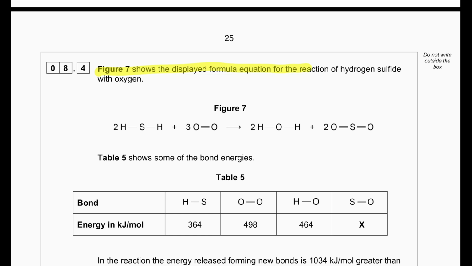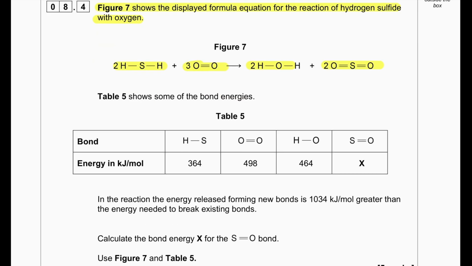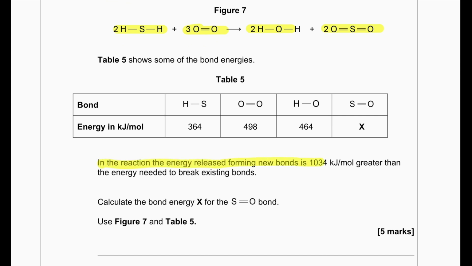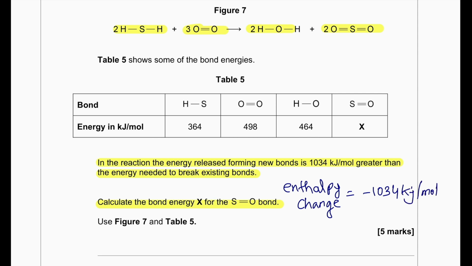Figure 7 shows the displayed formula equation for the reaction of hydrogen sulfide with oxygen. So when hydrogen sulfide reacts with oxygen, we get this particular equation when the bonds are shown. In the reaction, the energy released forming new bonds is 1034 kilojoules per mole greater than the energy needed to break the existing bonds. Calculate the bond energy X for S double bond O. What this statement means is that the enthalpy change for this reaction is negative 1034 kilojoules per mole, because energy is released, which means it is negative, and the quantity is given.